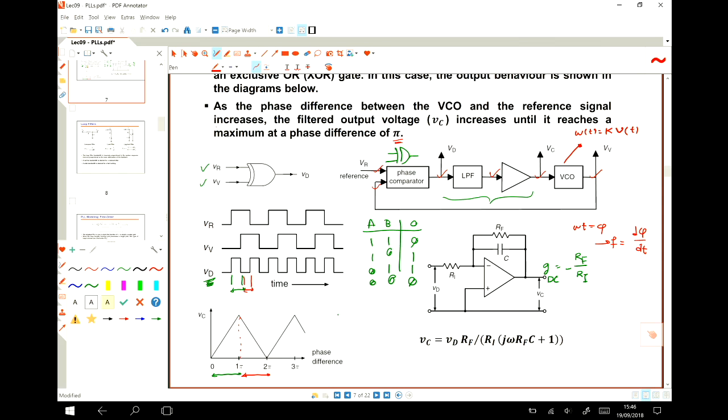If you are out of capture range, this system never locks, because the phase difference is totally changing. I mean, the phase of this at time 1 and time 2 with time 1 and time 2 of the reference is totally different. So they are not going to get locked. But if they are close to each other and inside the detection range, then yes, they get locked.